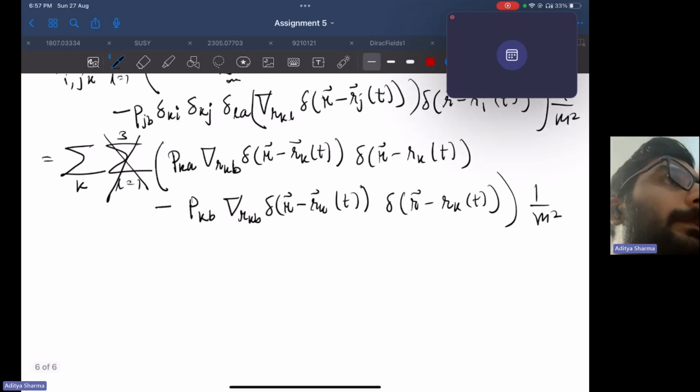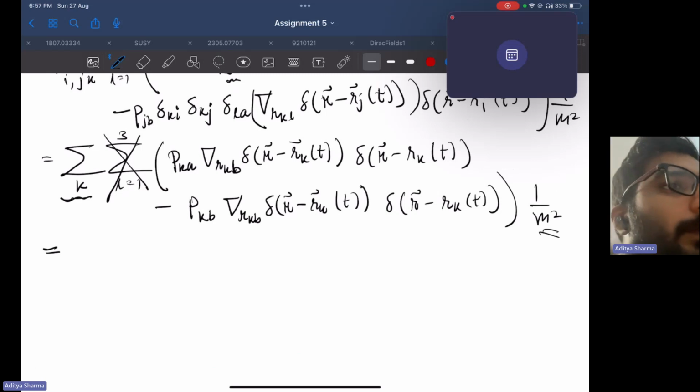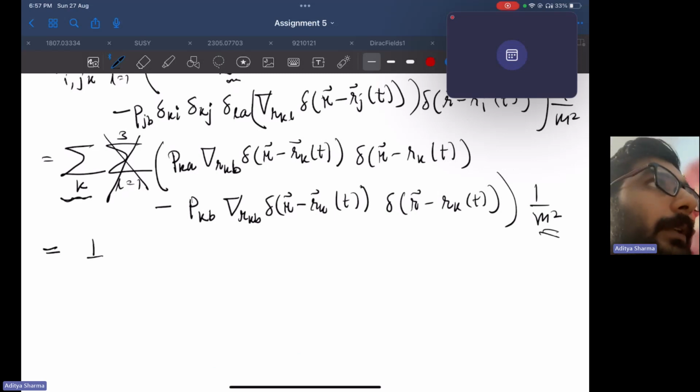So in the end, we have summation over K. This part is gone, and if we put this part inside with the M, so we have 1 by M.